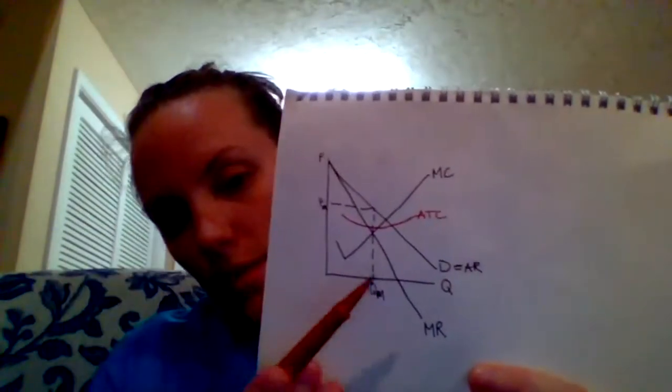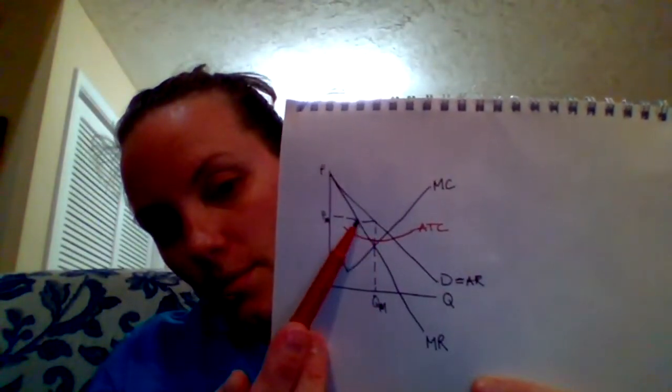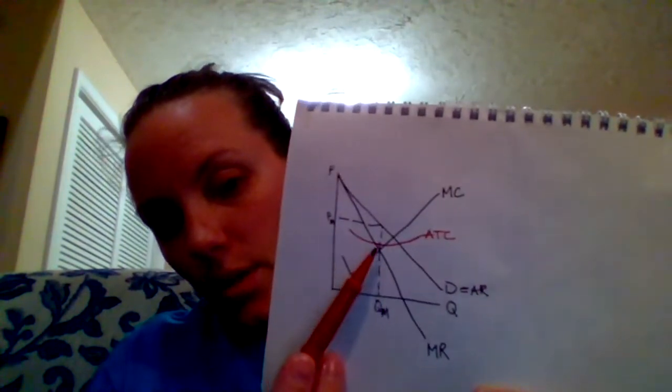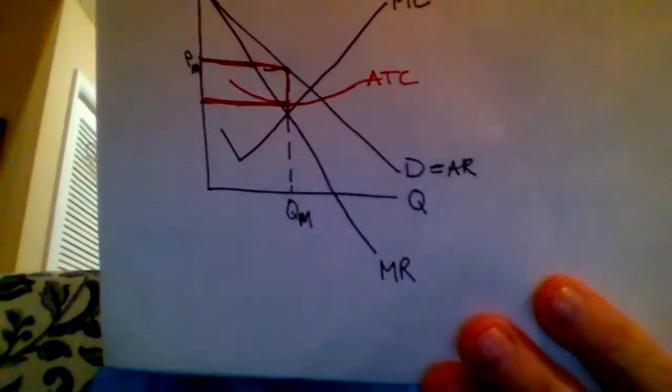To find my profit box, I have to measure the difference between my price, it's right here, and my cost at QM, which is right here. So if I draw a rectangle, price over to quantity, quantity down to cost, cost over to the axes, I have a rectangle now. That rectangle represents my profit. I'm going to color it in so we know that's my profit.